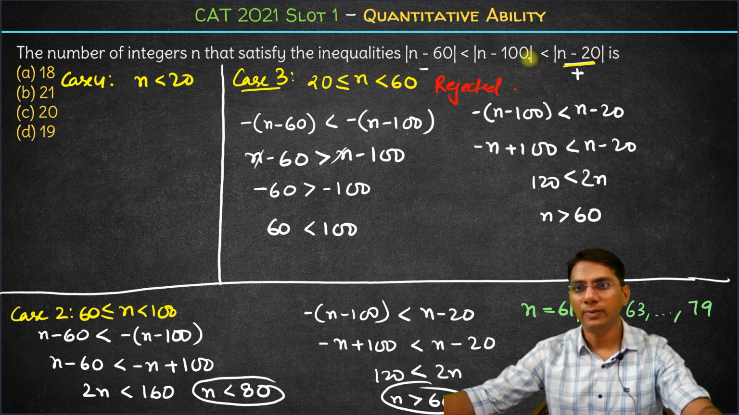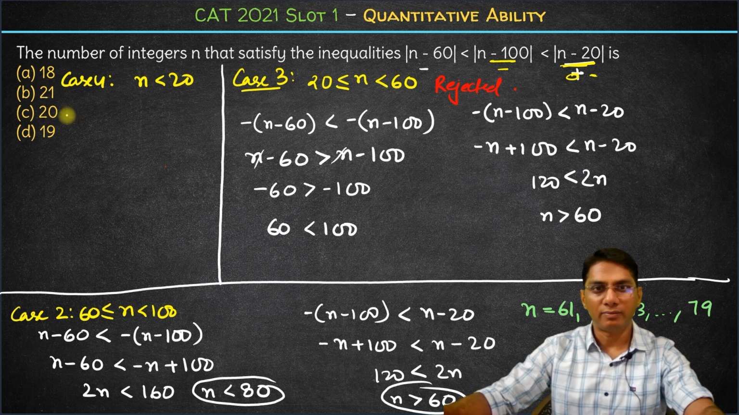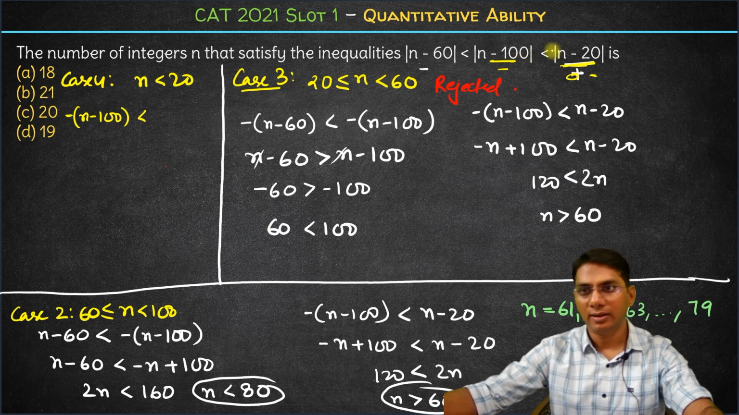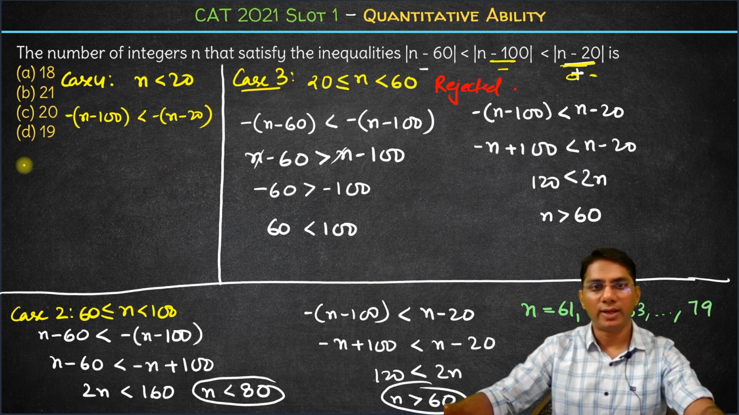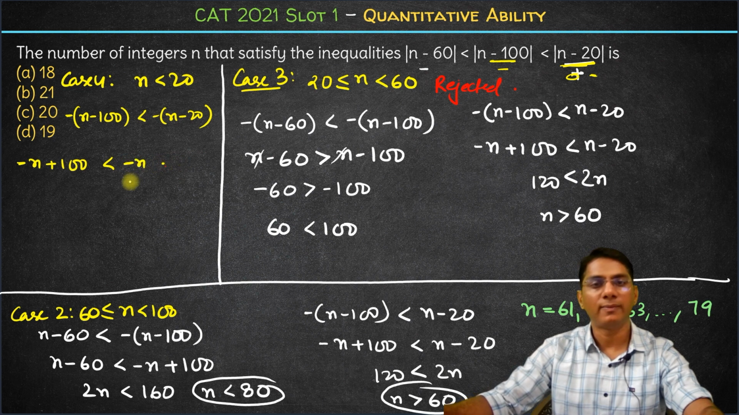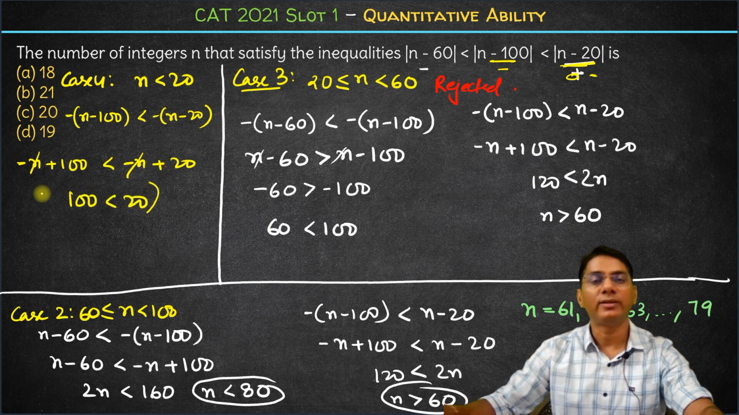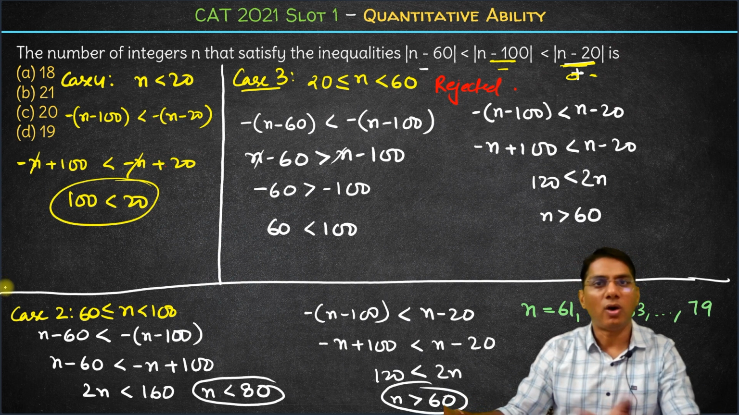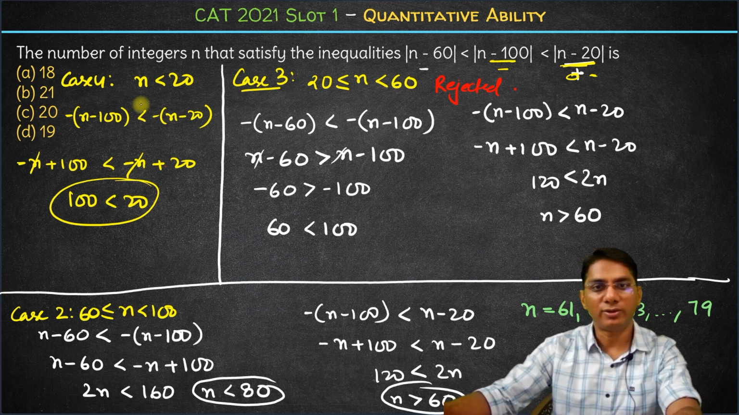Now let's compare these two. If you compare these two, this is also negative, this is also negative. So what we'll have is minus of (n minus 100) is less than minus of (n minus 20). So we'll have minus n plus 100 is less than minus n plus 20. So minus n gets cancelled out, we get 100 is less than 20. Now is it possible for 100 to be less than 20? Obviously not possible. Since this is not possible, we reject this case as well.